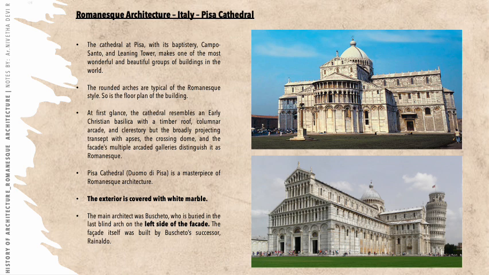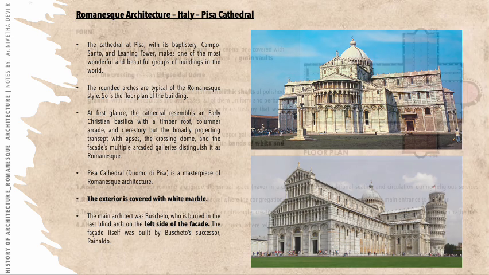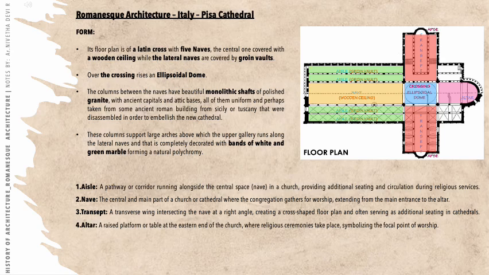Pisa Cathedral, Duomo di Pisa, is a masterpiece of Romanesque architecture. The exterior is covered with white marble. The main architect was Buscetto, who is buried in the last blind arch on the left side of the facade. The facade itself was built by Buscetto's successor, Rinaldo. Form. Its floor plan is of a Latin cross with 5 naves, the central one covered with a wooden ceiling while the lateral naves are covered by groin vaults.